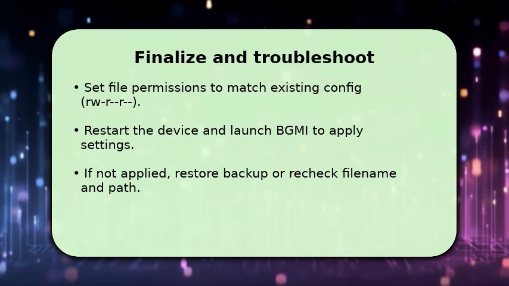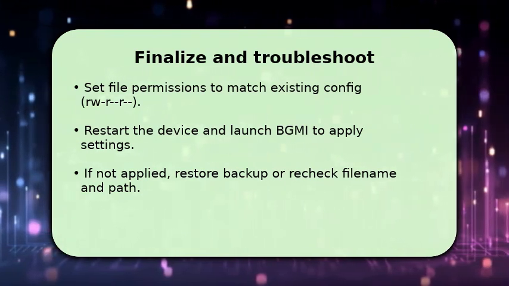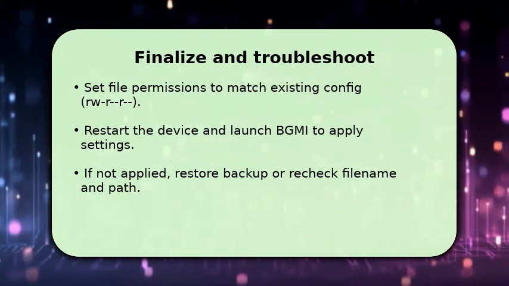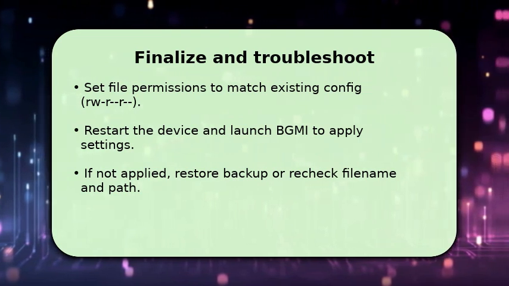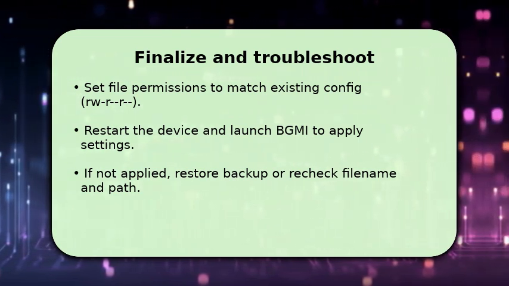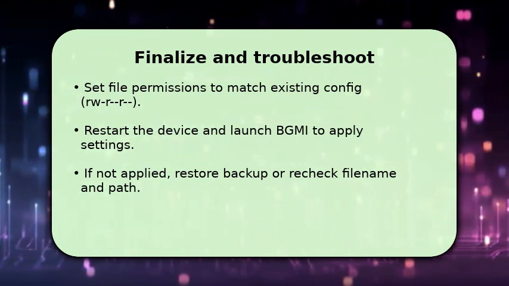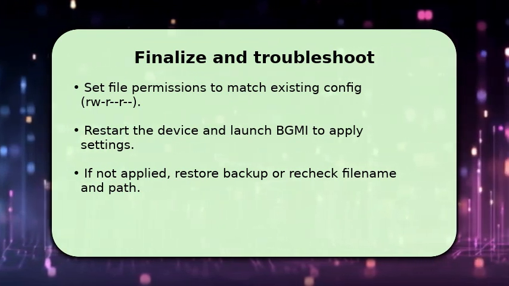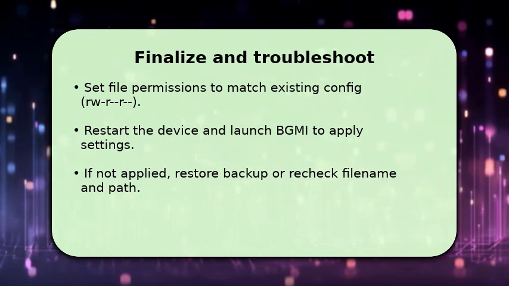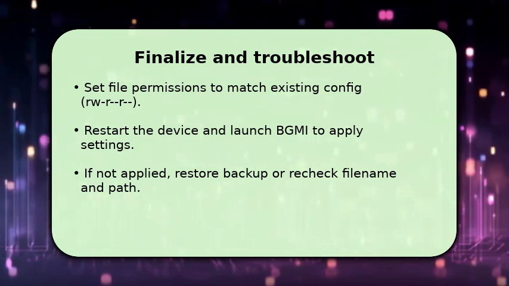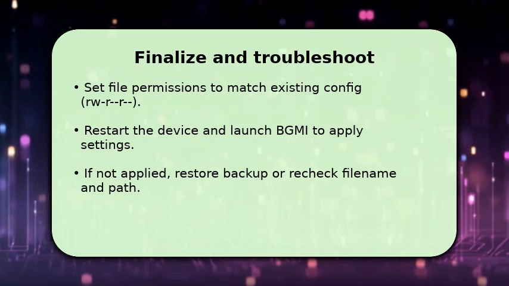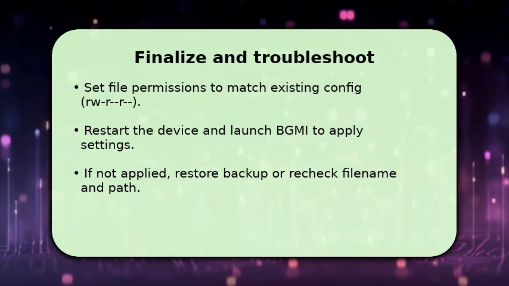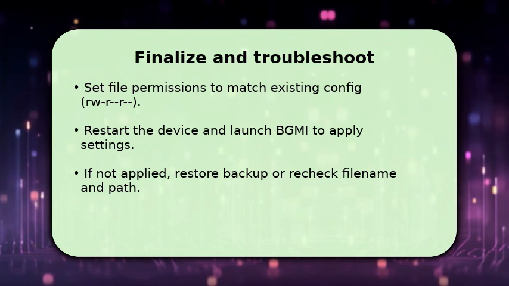You finish by setting file permissions to match the app's existing config files, usually read-write for the owner and read for others, so Bgmi can read it. Once permissions are correct, fully restart your device and then launch Bgmi to force the app to load the new config. If you don't see changes, restore your backup and double-check the file name, folder path, and permission bits. Those are the most common causes when a config fails to apply.